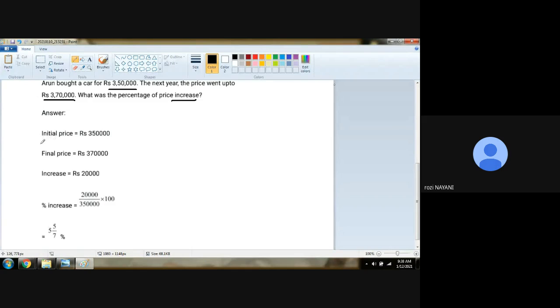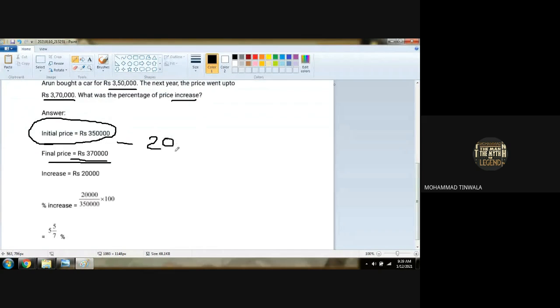So, what are the initial points? 3,50,000 rupees. The final price at the current price is 3,70,000. So the difference is 20,000. So 20,000 is the increase amount. Are you getting it? So the increase is equal to 20,000 rupees.